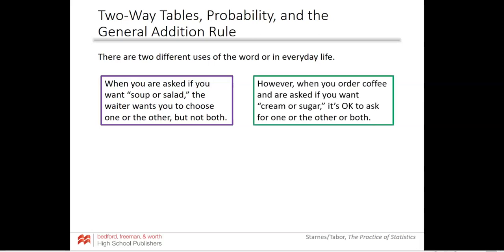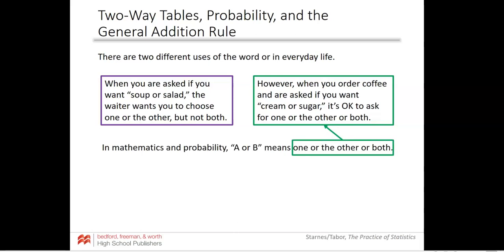Okay. However, if you order coffee and are asked if you want cream or sugar, it's okay to ask for one or the other or both. Does it make sense? Like some people put cream and sugar in their coffee, and that's considered okay. So we're kind of, language-wise, wishy-washy on the or. So what do we mean?